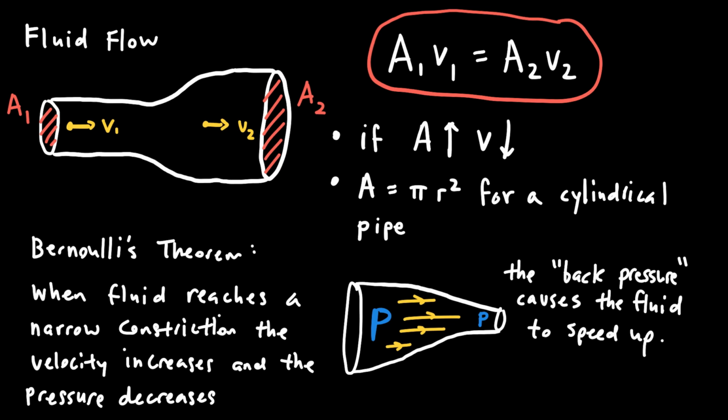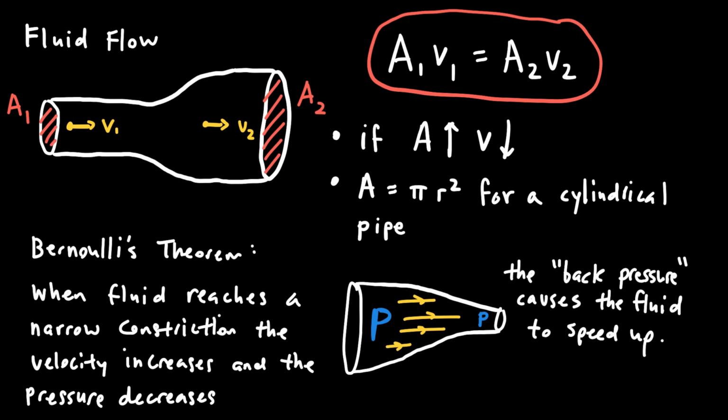The area, if the pipe is cylindrical, could be given by pi r squared. And so it's important to remember that if in a problem I'm given the diameter of the pipe, I need to find the radius and then remember that the area is proportional to the square of the radius, and then subsequently use that in my calculations.